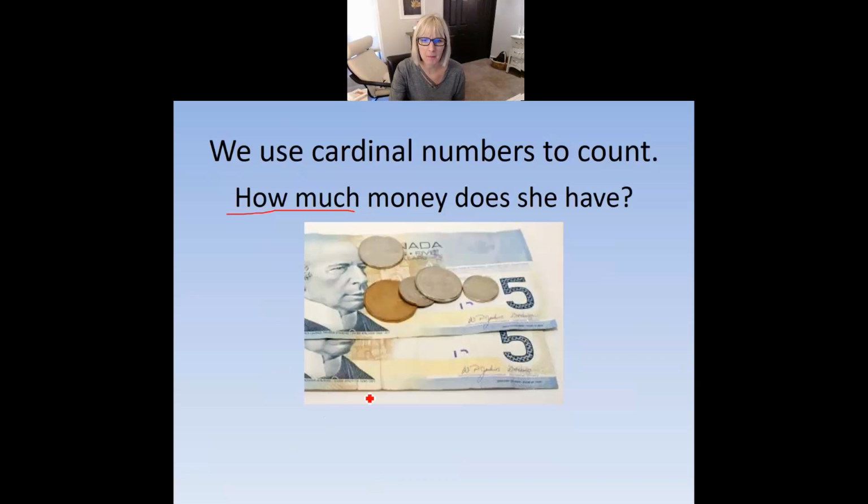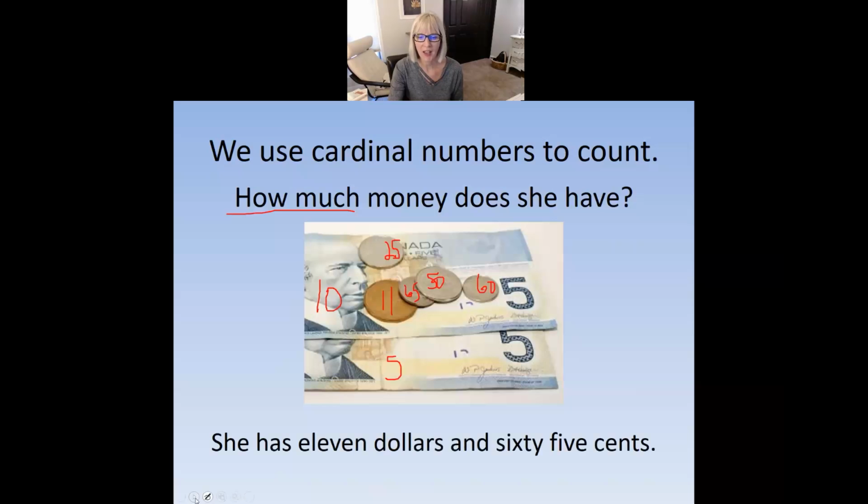Let's count the money. $5, $10, $11, $25, $50, $60, $65. She has $11.65. How much money does she have? We use cardinal numbers to count. She has $11.65.